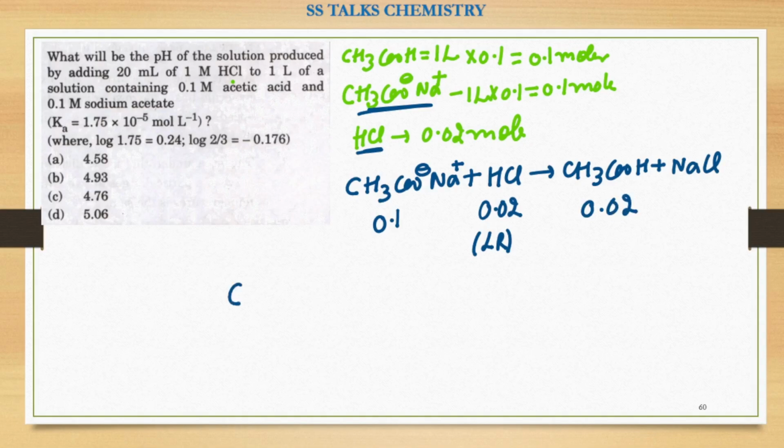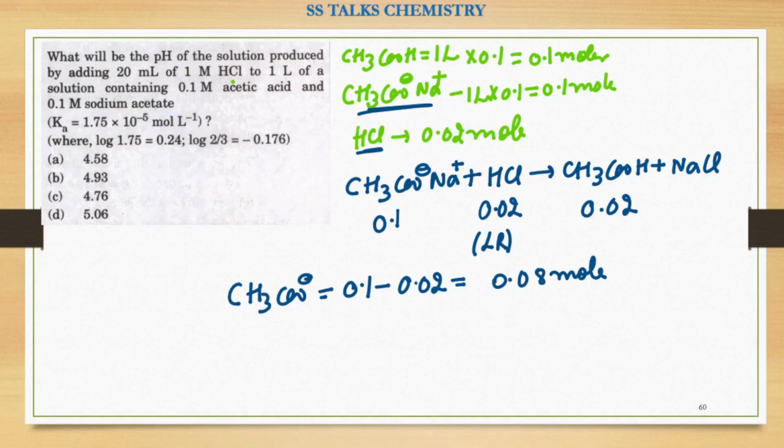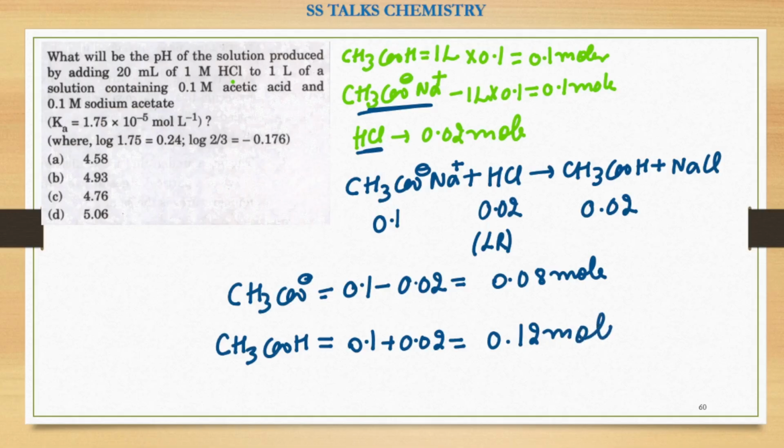That means the acetate amount that we will be having is 0.1 minus the limiting reagent that has reacted, which is your 0.02. We will be left with 0.02 moles of it. Whereas the acetic acid, initially we were having 0.1, and 0.02 of it has been formed on addition of the HCl. That means we will be having 0.12 moles of it.